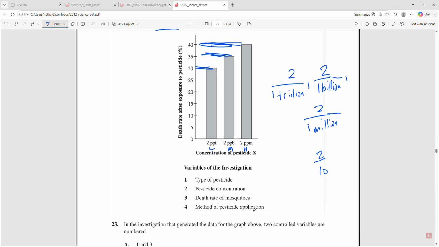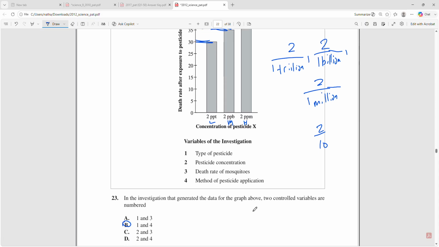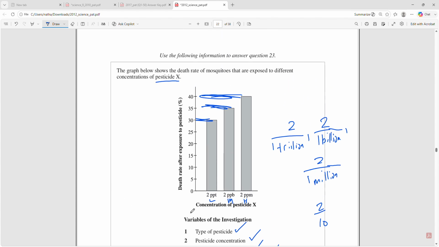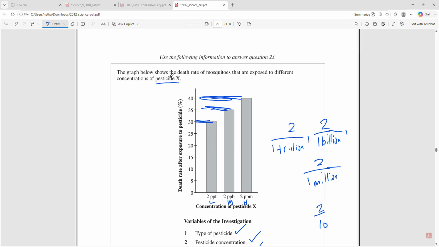And the variables of the investigation were the type of pesticide, the pesticide concentration, death rate of mosquitoes, and method of application. The graph below shows the death rate of mosquitoes that are exposed to different concentrations, right? So that's what we were changing. We were changing the concentrations.